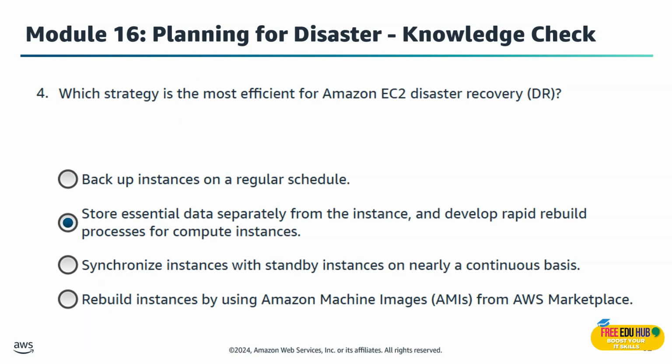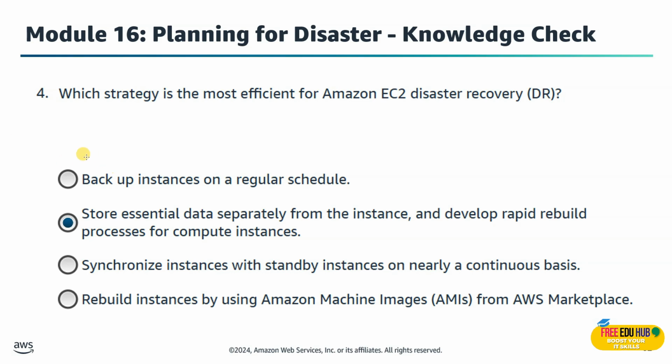Question number 4 asks: what strategy is the most efficient for Amazon EC2 disaster recovery? The right answer is to store essential data separately from the instance and develop rapid build processes for compute instances. Keep state out of the instance and make the rebuild scripted and fast. That minimizes the cost while meeting aggressive recovery needs.